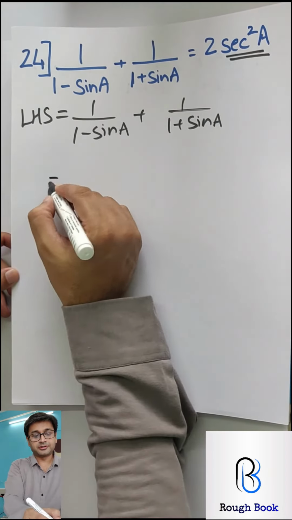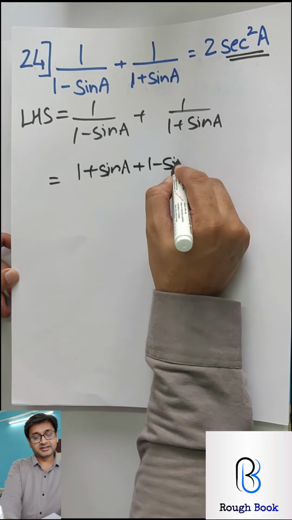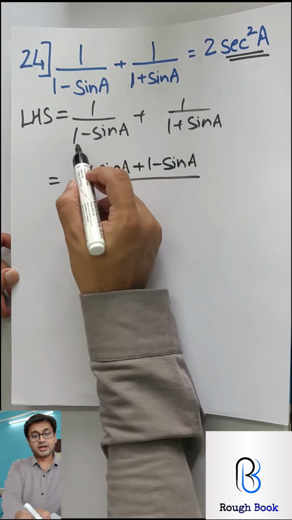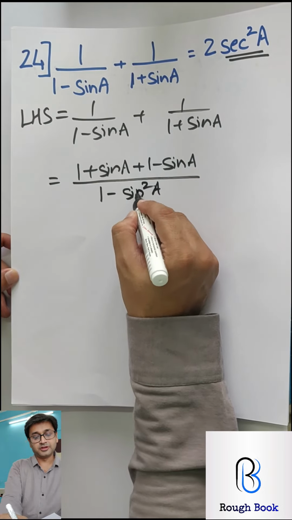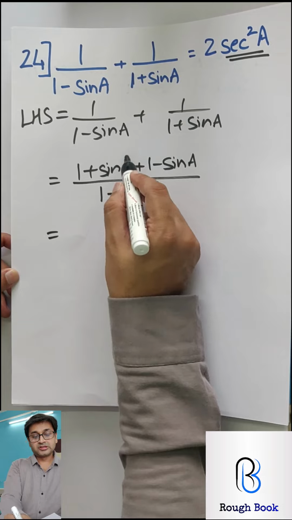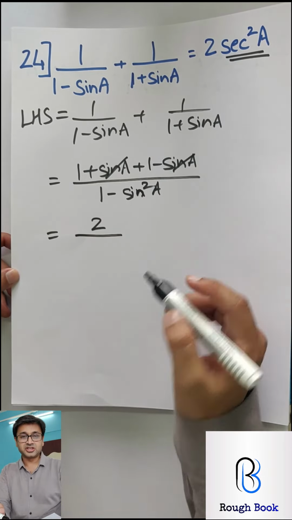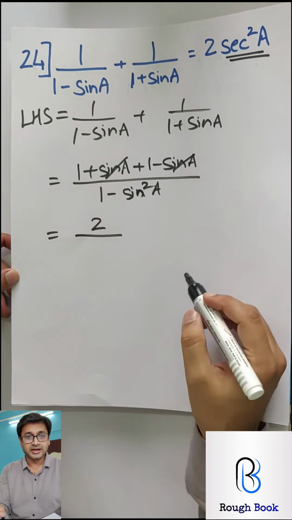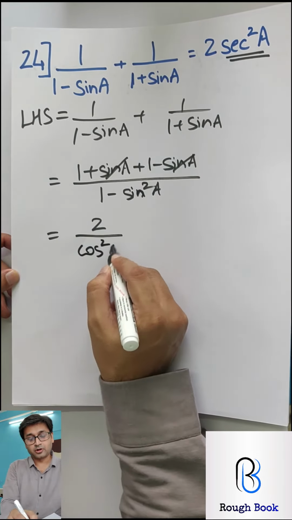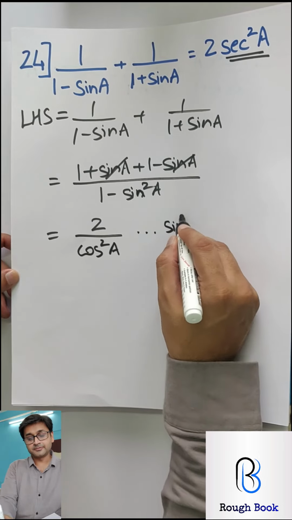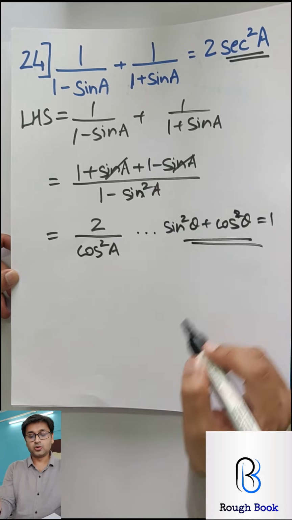Trying is very important. So 1 plus sin A plus 1 minus sin A upon (1 minus sin A)(1 plus sin A), which is A minus B, A plus B, so A square minus B square. So I reach here. Sin A minus sin A gets cancelled. 2 upon 1 minus sin square A. Some bell in the head? Yes. 1 minus sin square is what? Cos square. And write the reason: sin square plus cos square is equal to 1.